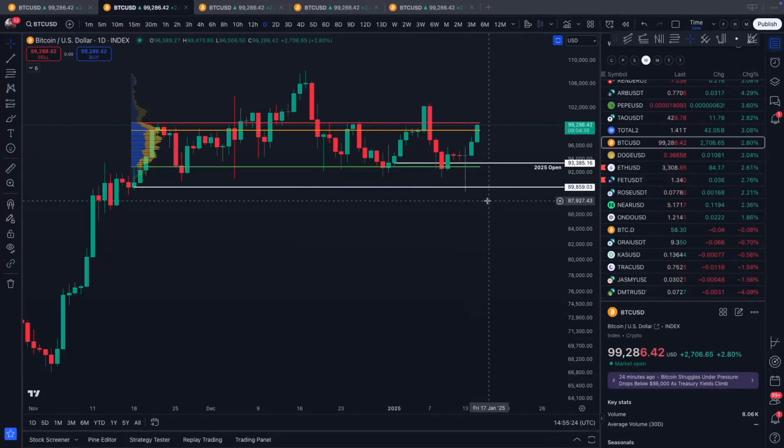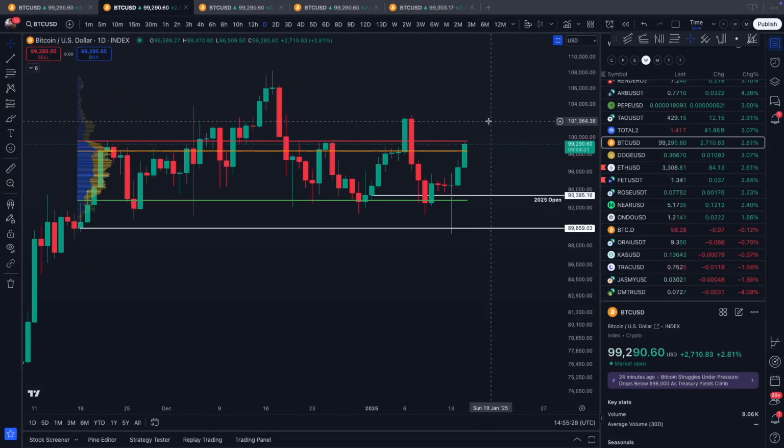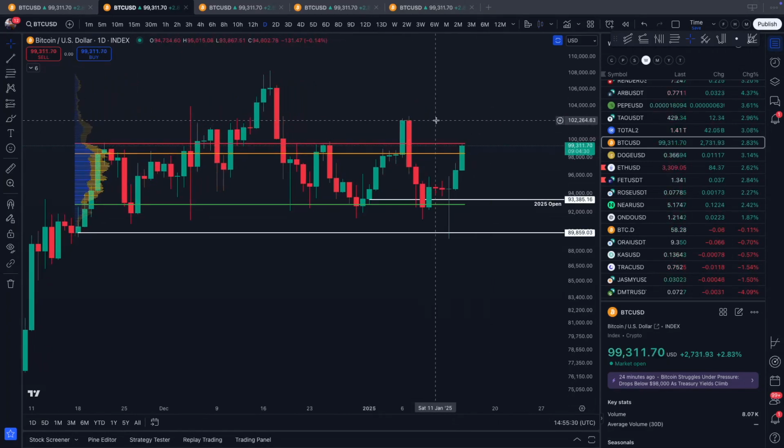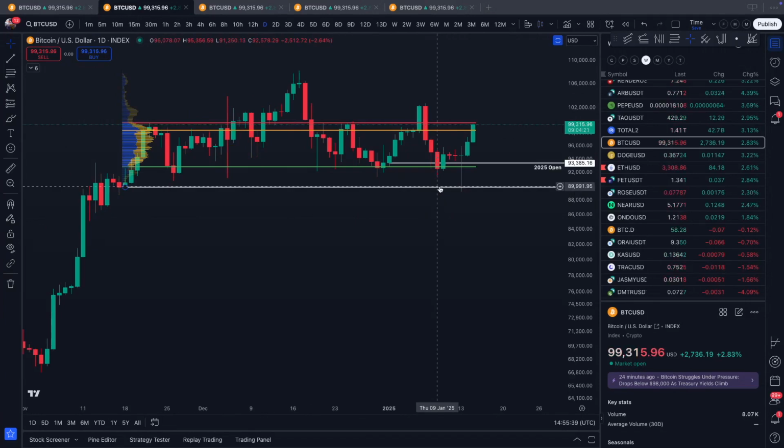So what I would be saying right now is, once you clear the 102,000 area, this level, I would probably be more certain that the bottom is in for wave 4, and we're going into this final wave 5, in my opinion, for Bitcoin, that will set the all-time highs for this bull market.